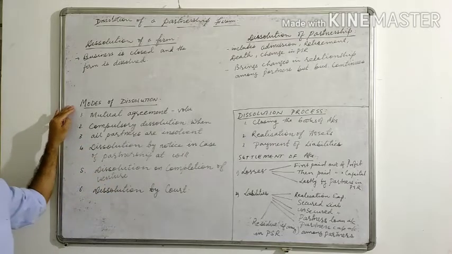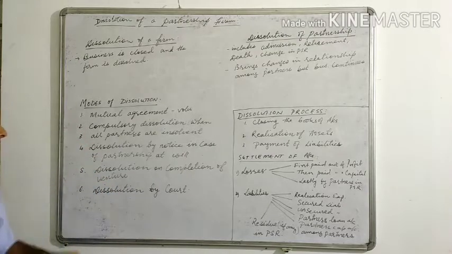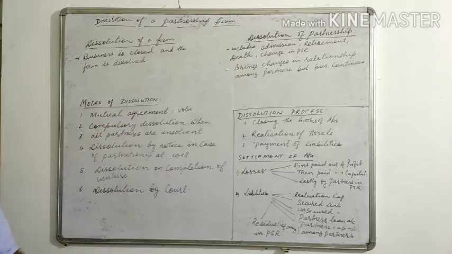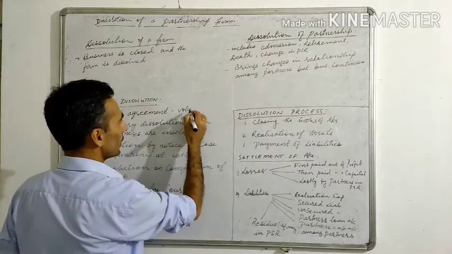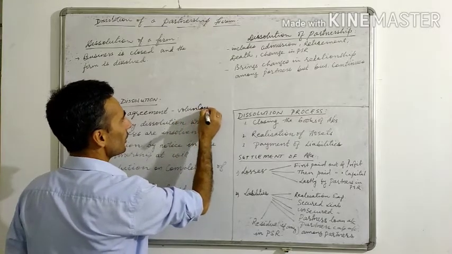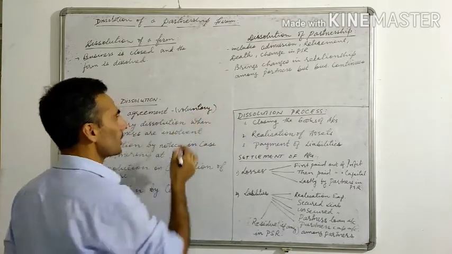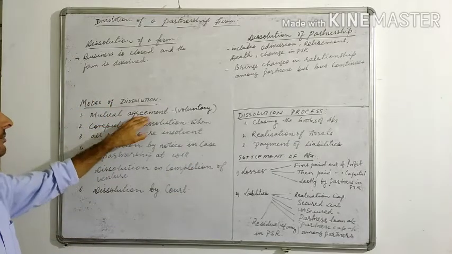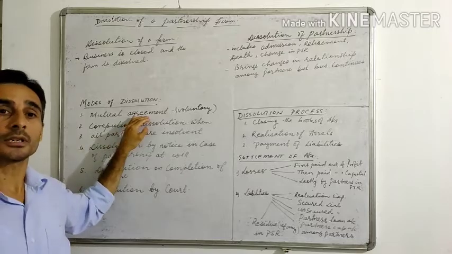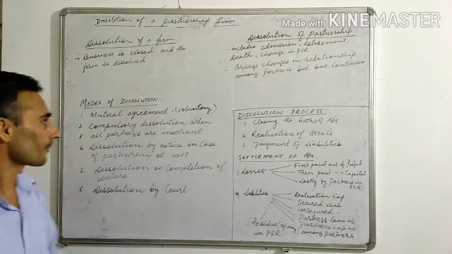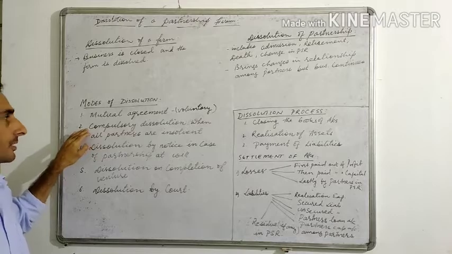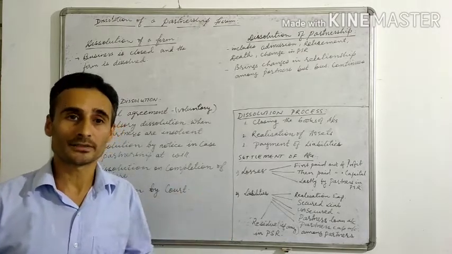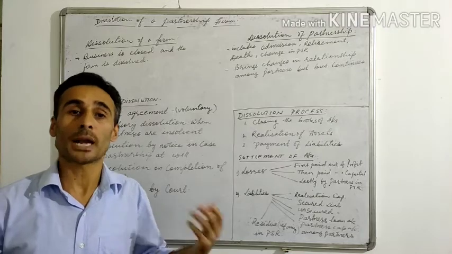Now, modes of dissolution, or methods of dissolution. Dissolution can take place by mutual agreement, which is called voluntary dissolution. Voluntary dissolution means a dissolution which is agreed by all the partners. Compulsory dissolution takes place when all the partners are insolvent. That means all the partners become bankrupt.